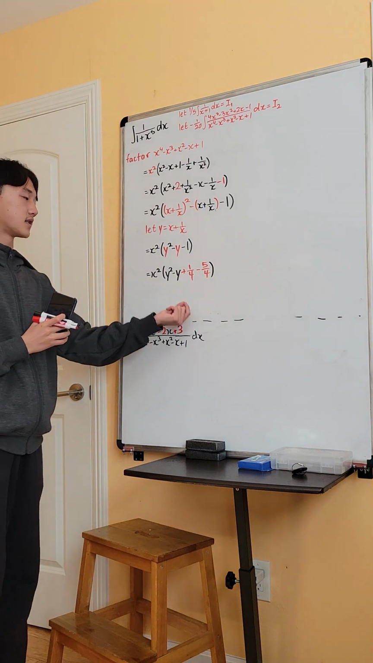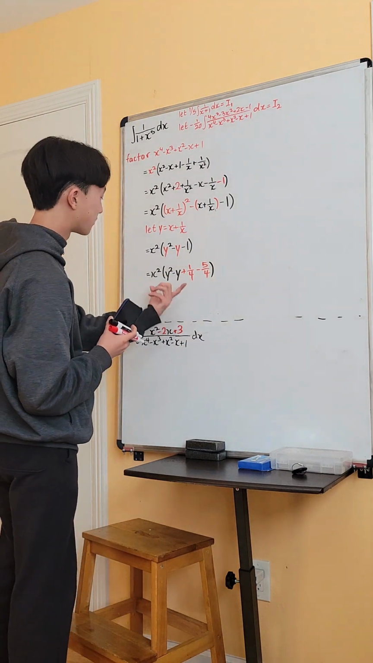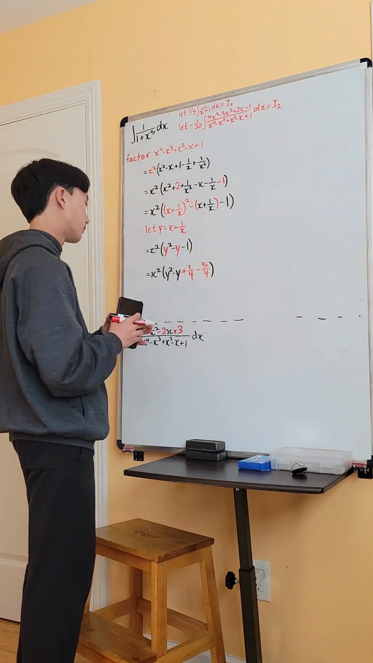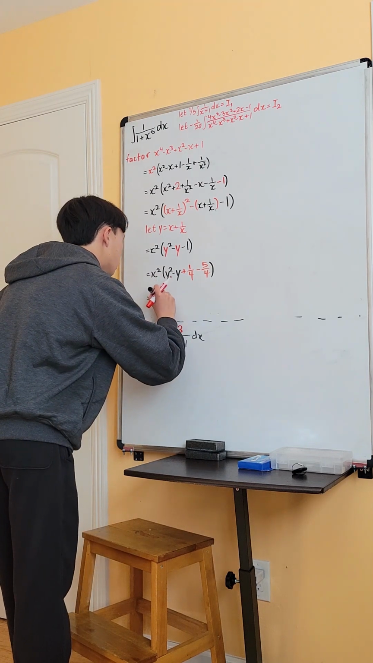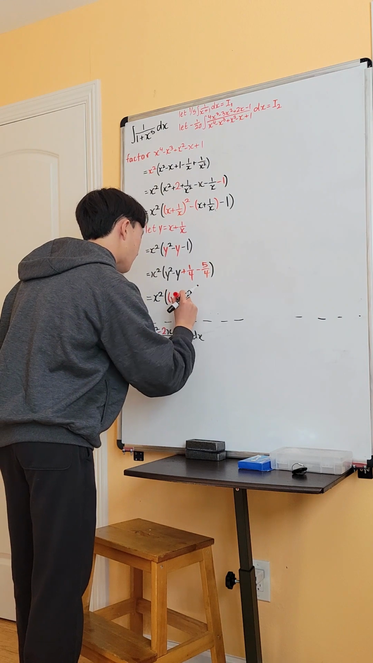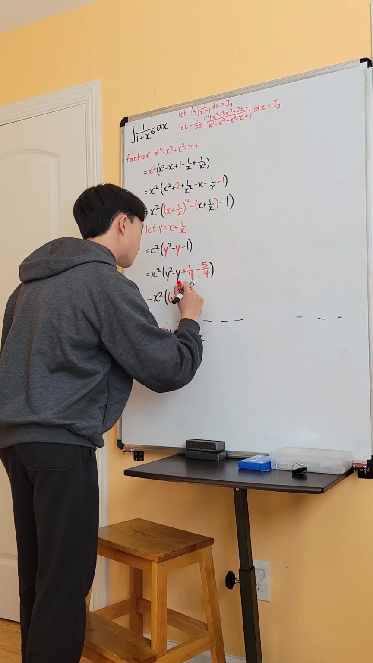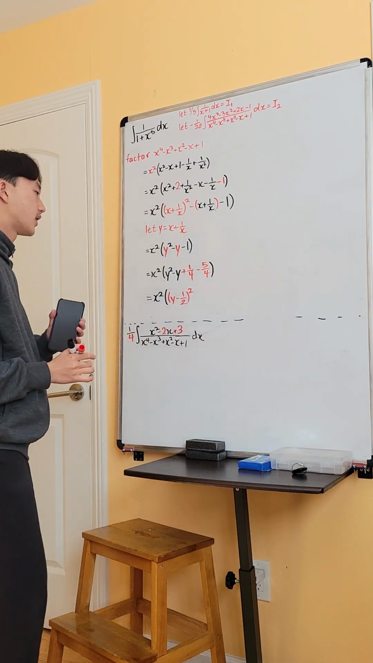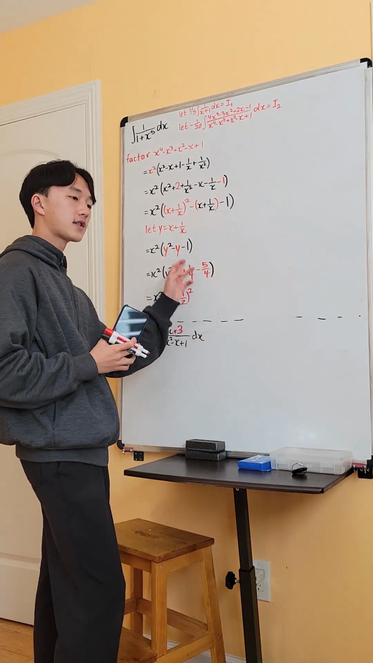So now you can rewrite this as a perfect square. This is a perfect square trinomial. You can rewrite this as a binomial squared. So we get x squared, and then we have y minus 1/2 squared, right? And then you still have to subtract 5 over 4.